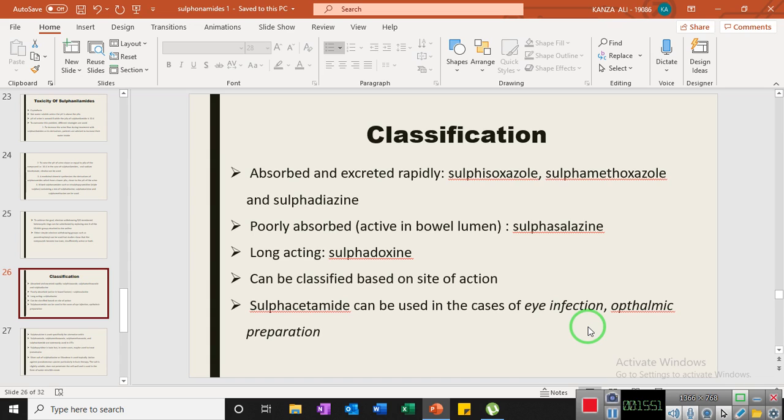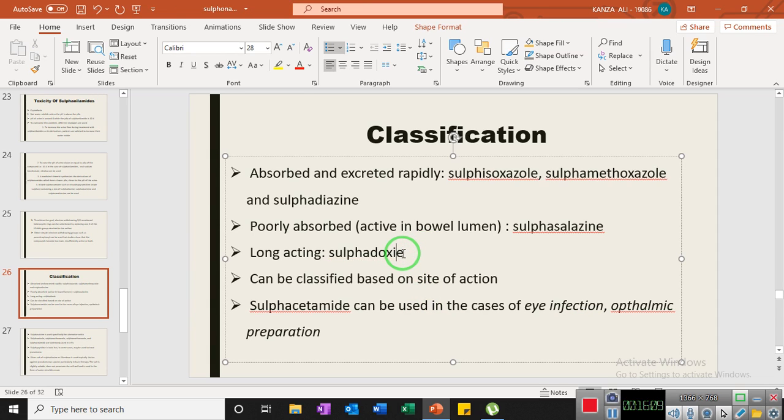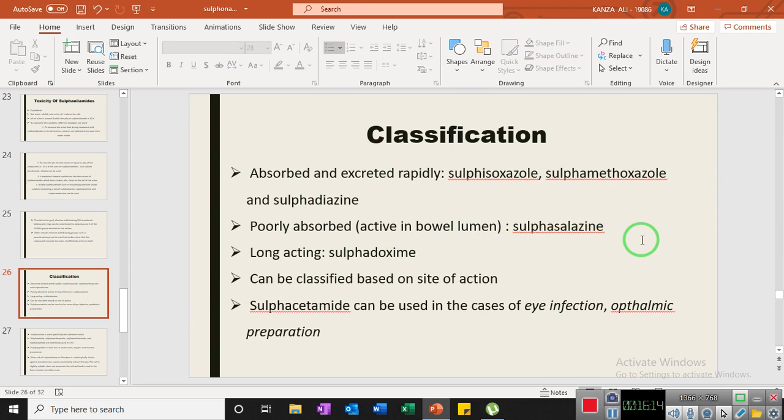We have got certain compounds such as sulfadoxime, not doxine, doxime. Instead of N, you should read it M. Sulfadoxime. This is one of the long-acting compounds. We have got the compounds which can be used maybe after 1 week or once in a week.